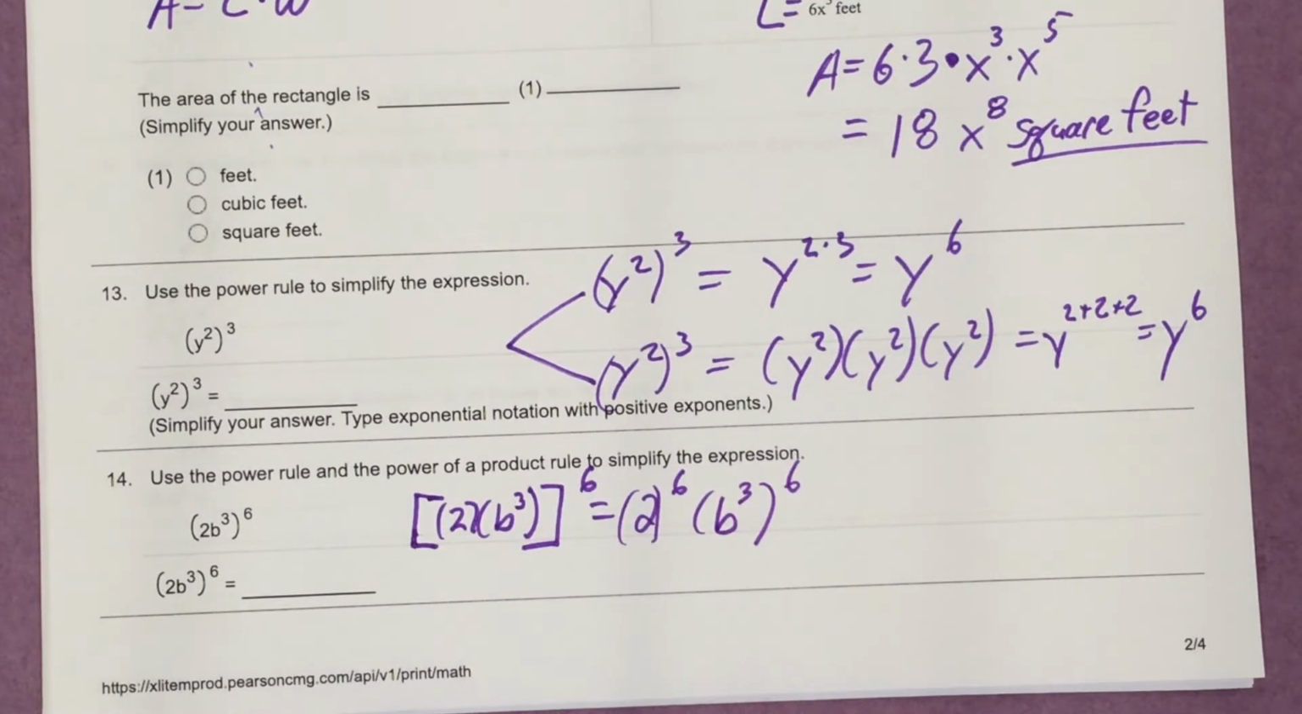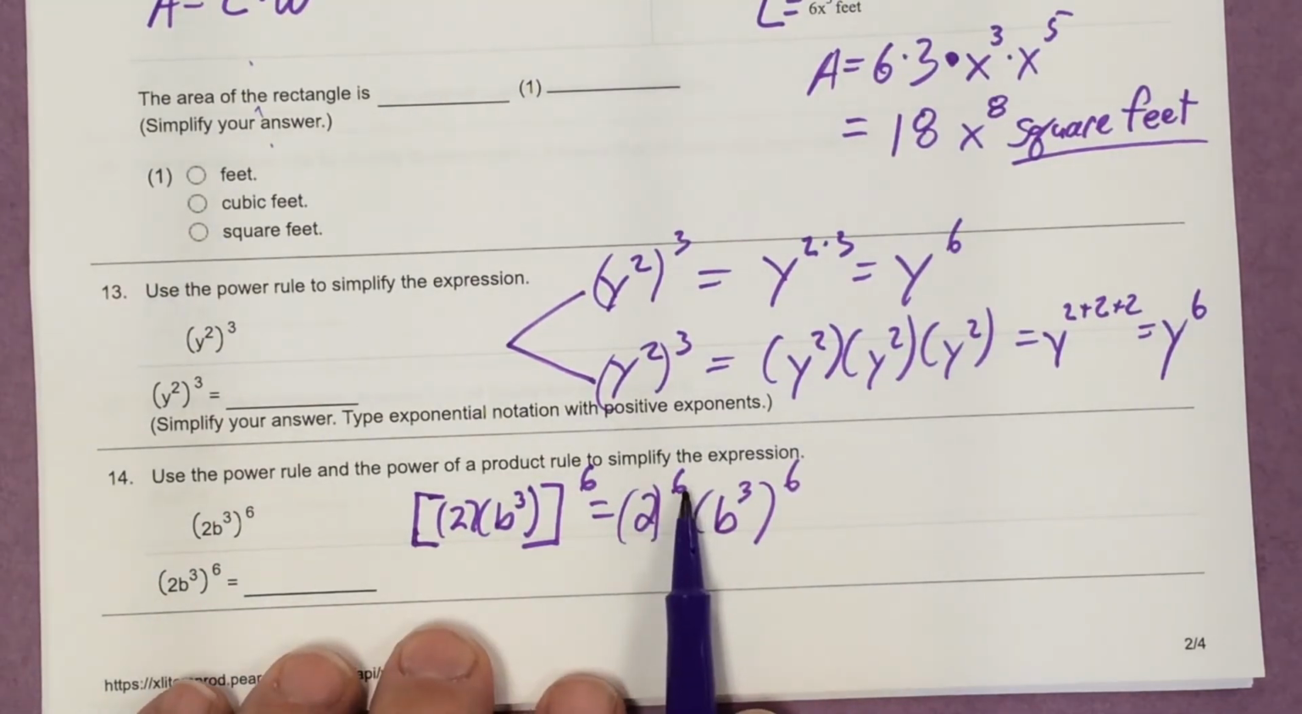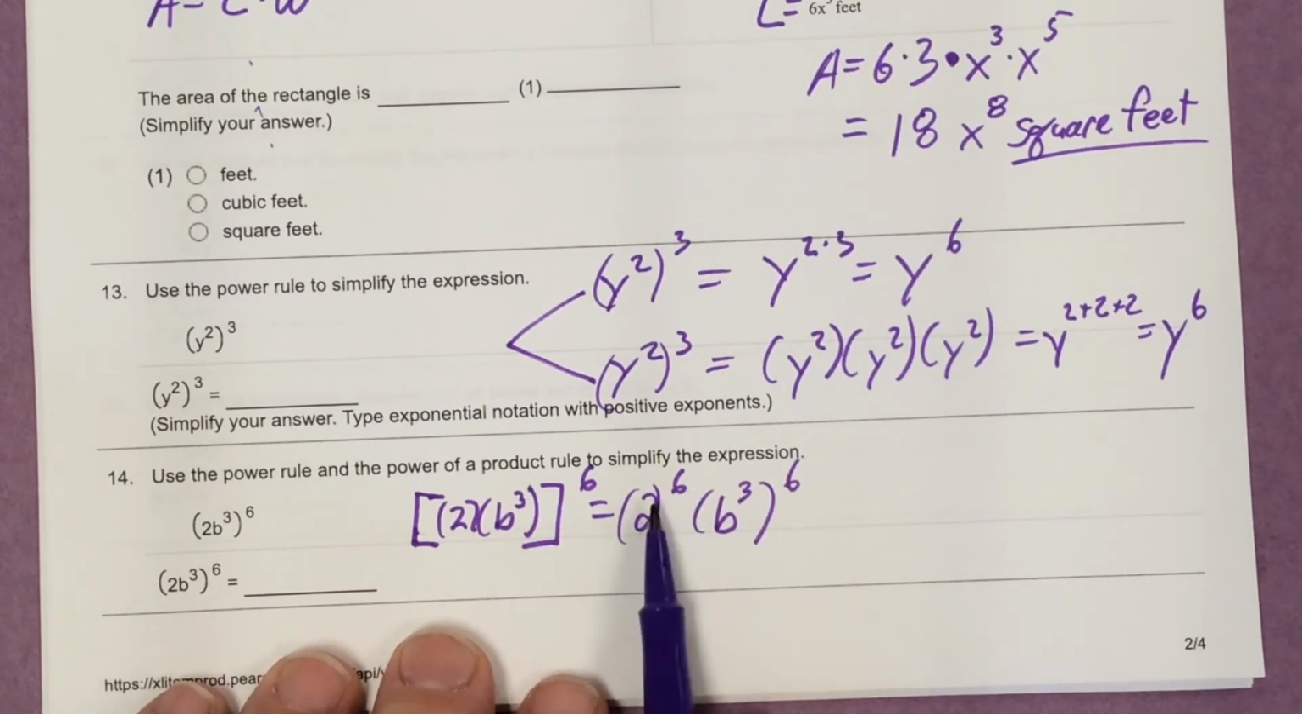So everything on the inside is each getting raised to the 6th. Here, if I take 2 to the 6th, that's going to leave us with a number. And it just says simplify the expression.